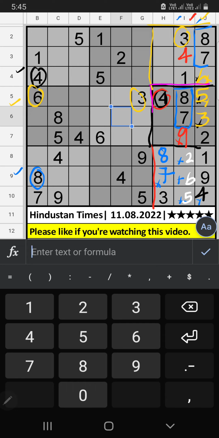6th grade, 2 numbers are remaining: 1 and 6. It will come in one of the 2 cells. 7th row, we already have 6. So 6 can't come in this cell. 6 is confirmed here. And then 1 is here.